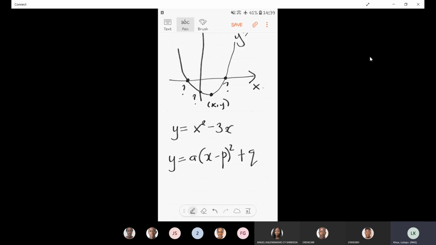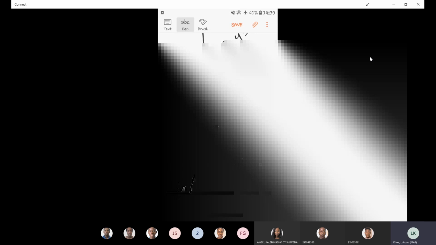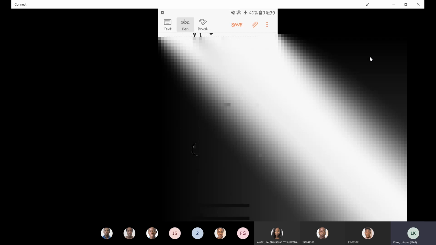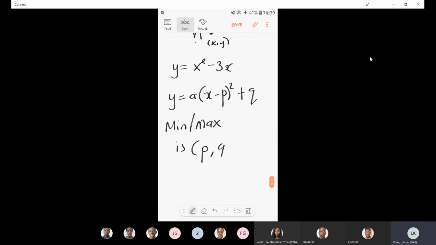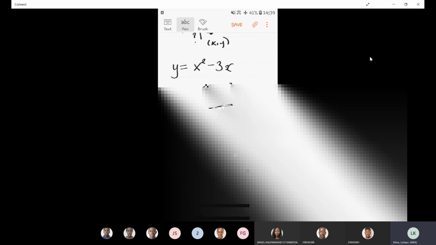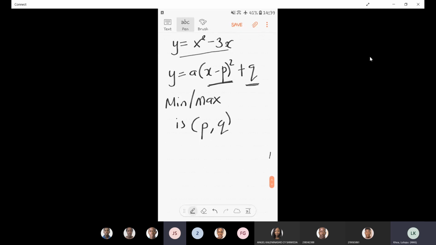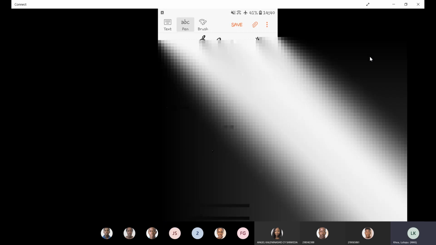Okay, then when it is in this form, the minimum or the maximum or your turning point is this point here, (p, q). So to get p, I just take this equation over there, equate it to 0, and then solve for x. I'll get x is equal to p, and then this q over there as it is. All right, so back to our question: y is equal to x squared minus 3x. So we can start by finding the intercepts. So we look at the intercepts.